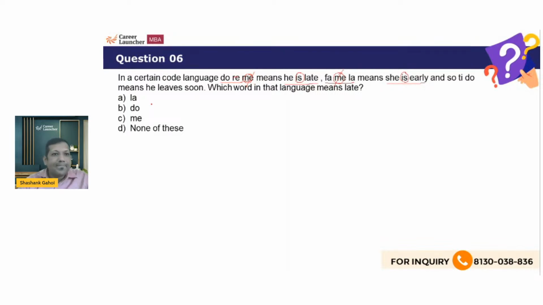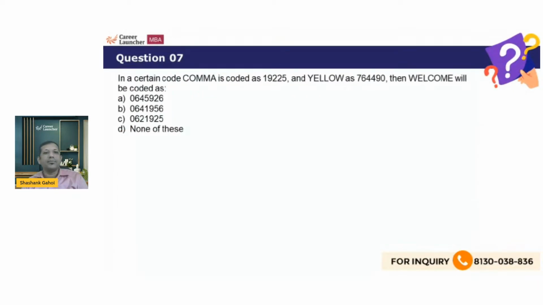Right. If I look at this, he leaves soon, he is late. What is common? He. Okay. And so ti do me. So what is common? Do. So do means he. So late means what? Re. Have we got the answer? Yes. Understood? This one.